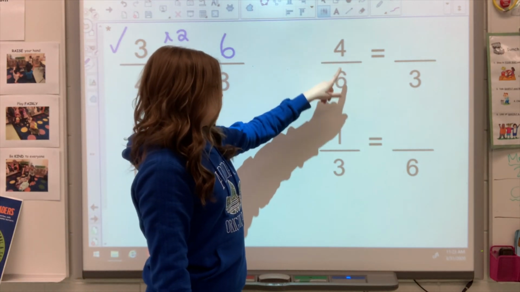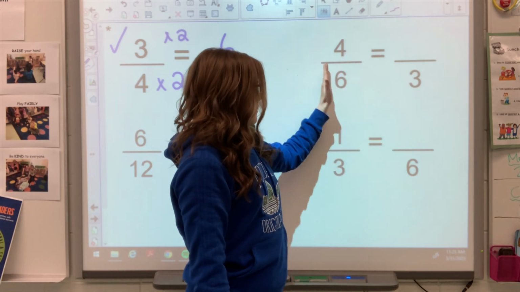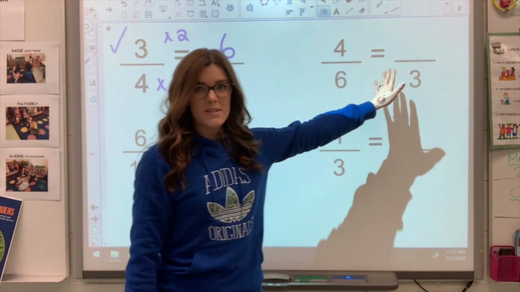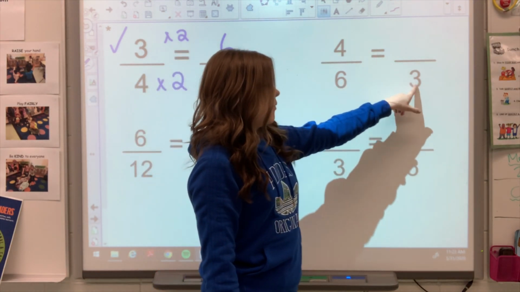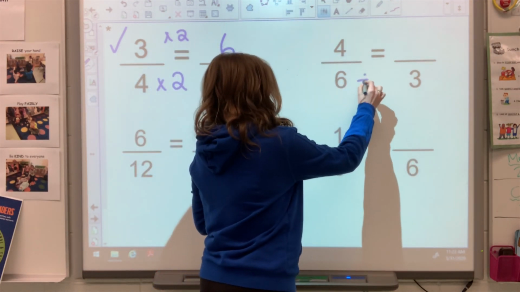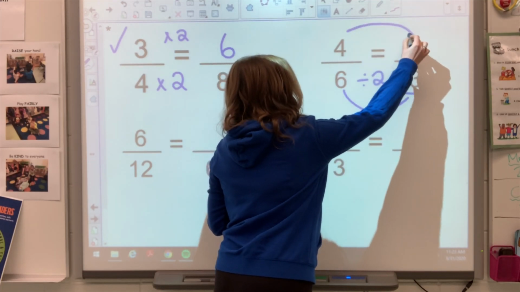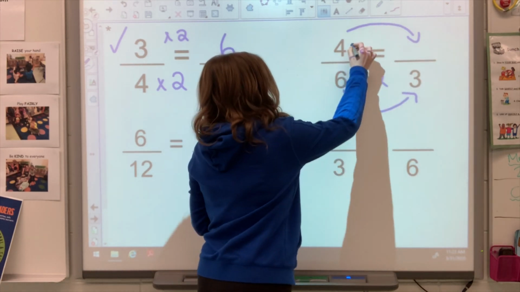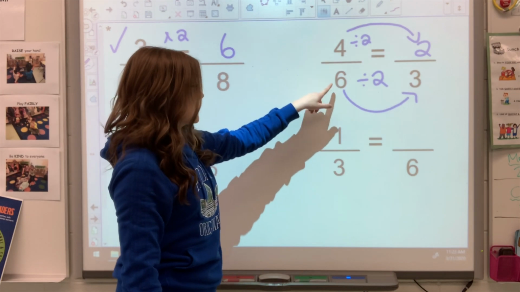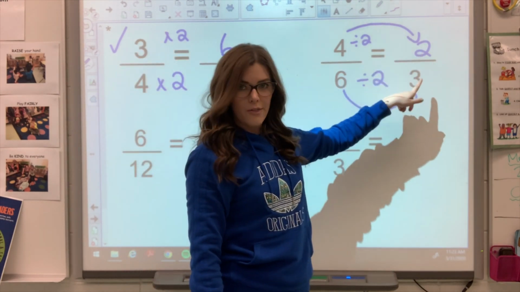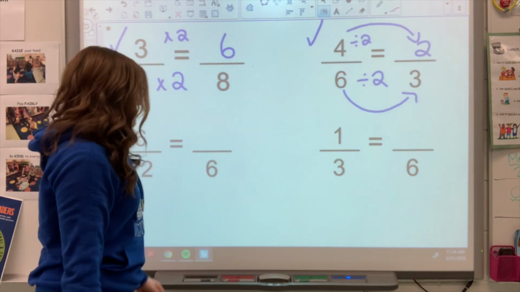The next one, we have 4/6 is equal to what over 3? So we're going from a big number to a smaller number. That means we're going to be dividing in order to make this equivalent fraction. So 6 divided by what is 3? We all know that 6 divided by 2 is 3. So whatever we do to the bottom number, we have to do to the top number. So 4 divided by 2 is 2. So 4/6 is equal to 2/3. Give yourself a check mark if you got that one right, and if you didn't, just make your corrections.